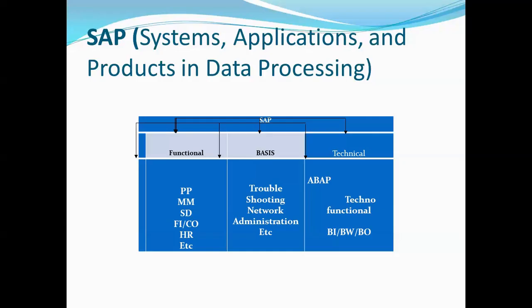Now the next module is basis. Basis basically you can say is system related information: system installations, patch upgradation, networking, user creations, transport related work, connectivity, and integration of multiple applications with BW HANA. All of these are taken care of by the basis people.